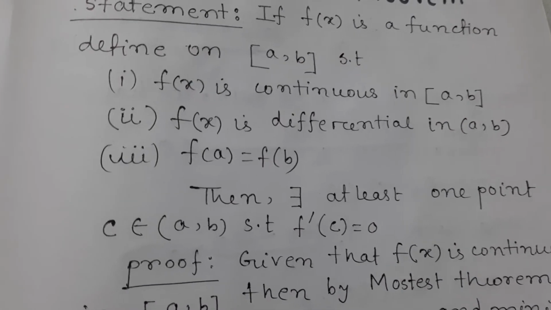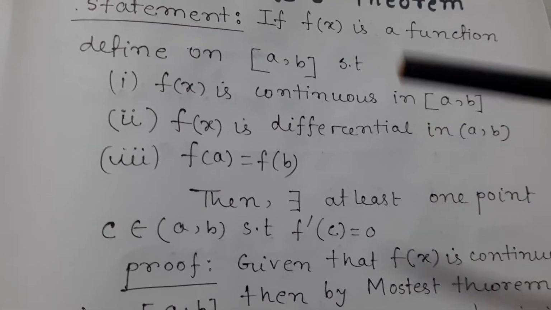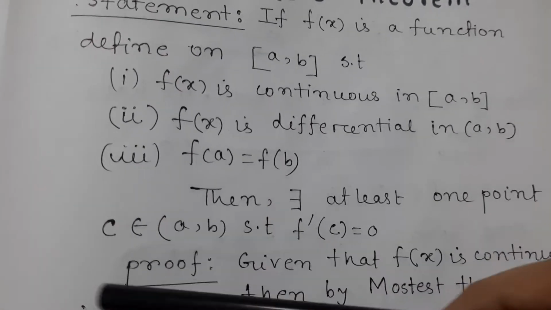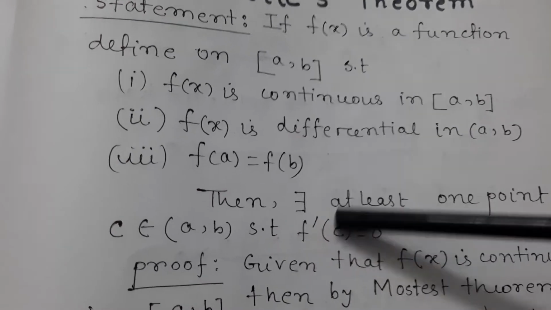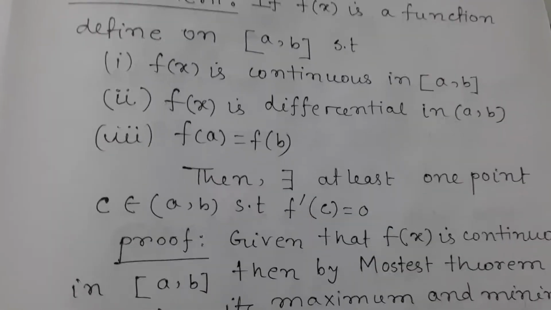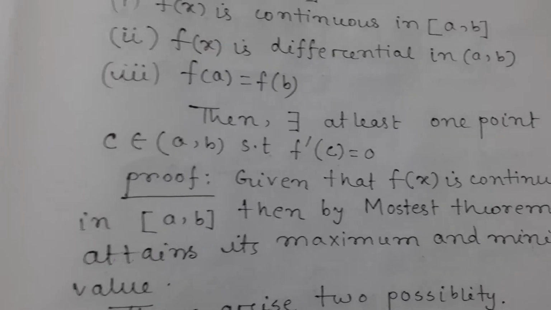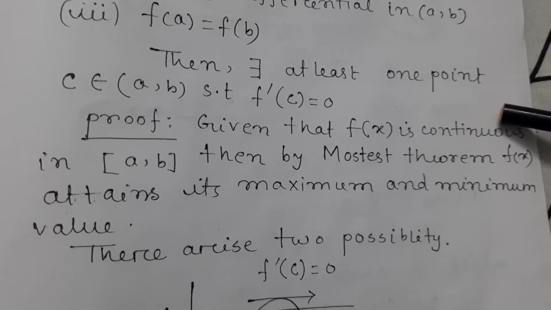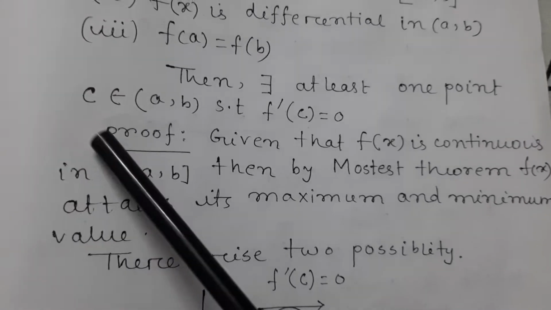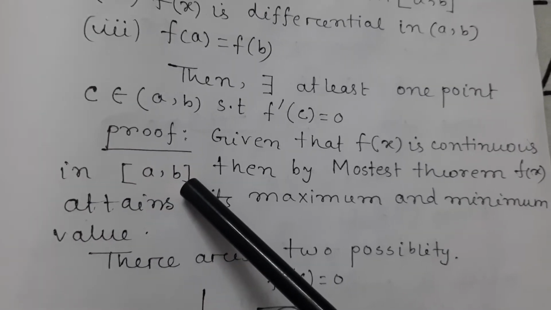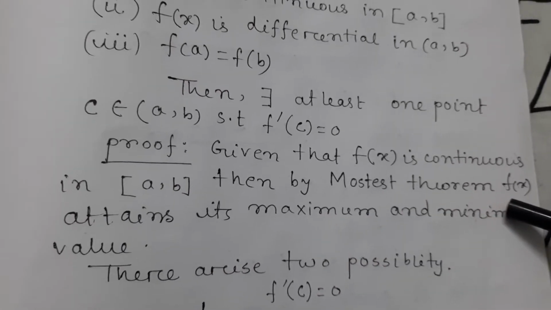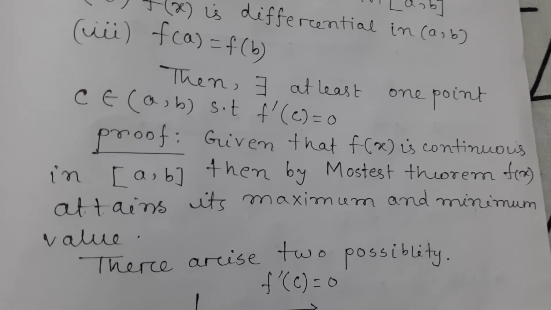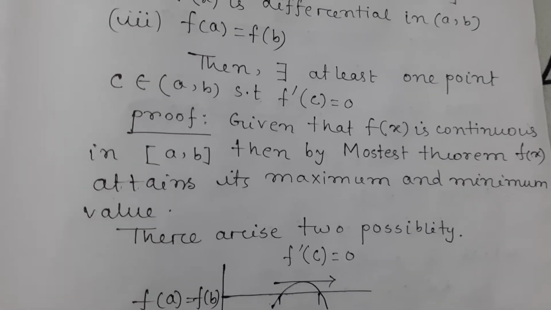Then there exists at least one point c belonging to (a, b), for which f'(c) will be 0. Now let's see the proof. Given that f(x) is continuous in the closed interval [a, b], then by Weierstrass's theorem, f(x) attains its maximum and minimum value. So there arise two possibilities, two cases.